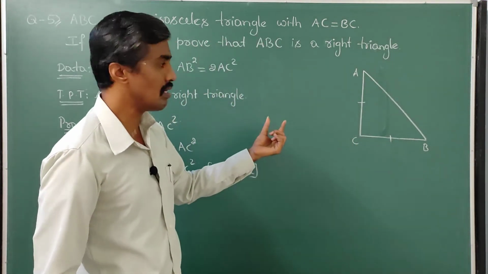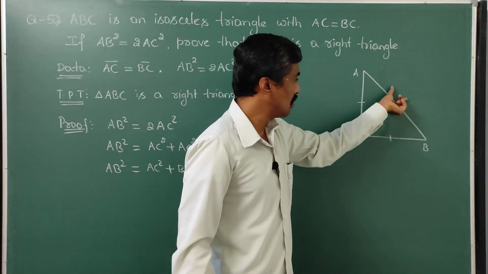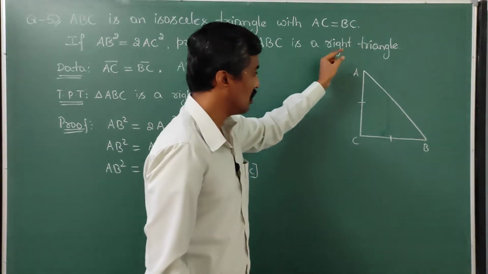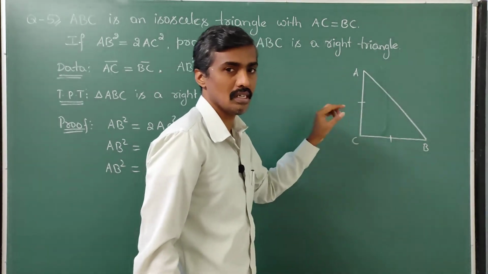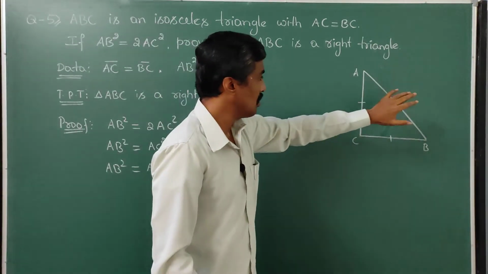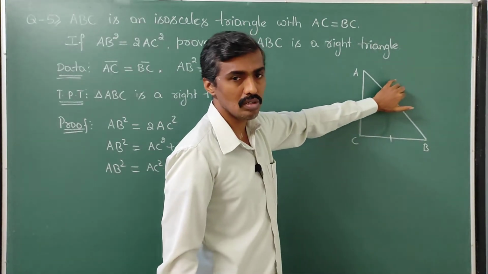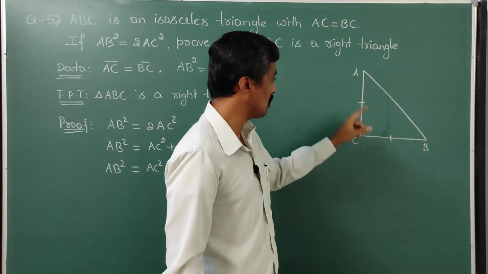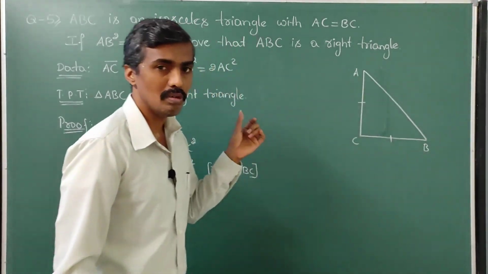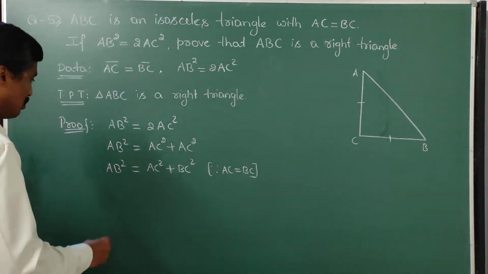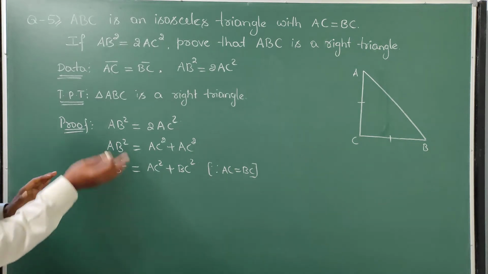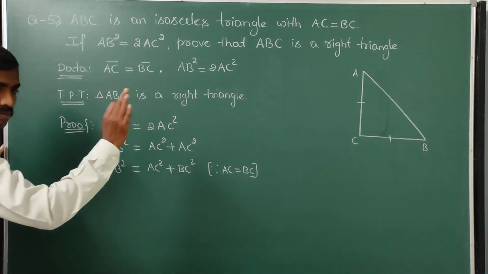The Pythagoras theorem tells us that the square of the hypotenuse is equal to the sum of the squares of the other two sides. According to the converse of the Pythagoras theorem, if the square on the longest side is equal to the sum of the squares of the other two sides, then those two sides contain the right angle. So this equation satisfies the Pythagoras theorem, and therefore one of the angles should be 90 degrees.